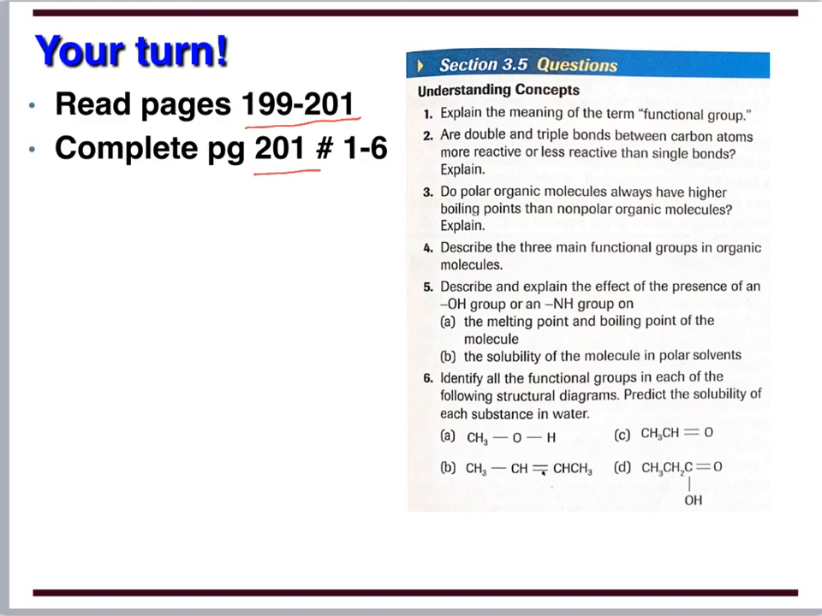So there are some questions on page 201, 1 to 6. I've put them here for you so that if you don't have your textbook at home, you can still do the homework. Okay, so good luck, and please, please, please ask me any questions for things that you don't understand.